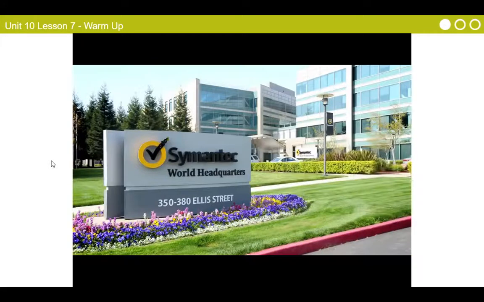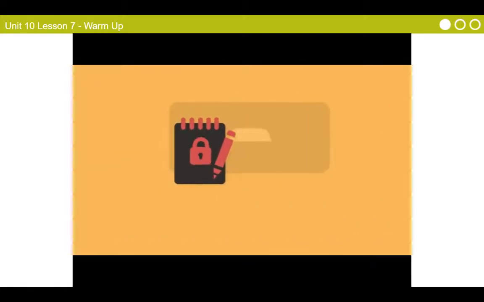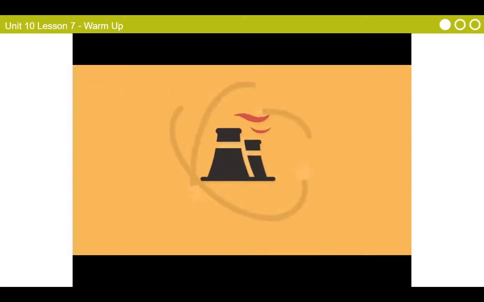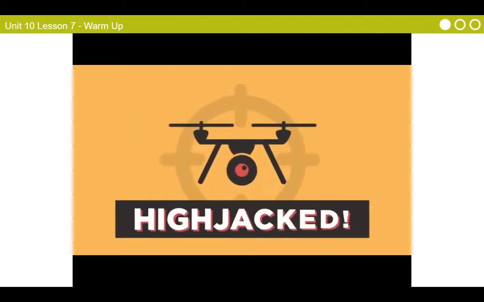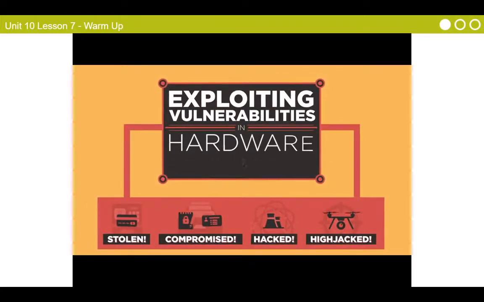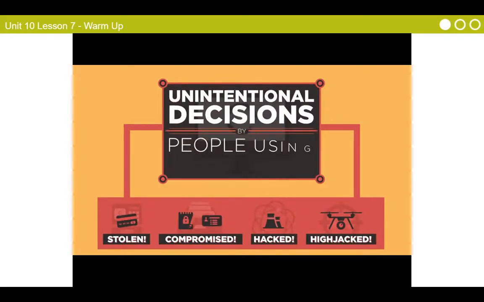Hi, my name is Jenny Martin, and I'm the Director of Cybersecurity Investigations at Symantec. Today, cybercrime causes huge problems for society, personally, financially, and even in matters of national security. Just in the last few years, hundreds of millions of credit card numbers have been stolen. Tens of millions of social security numbers and healthcare records were compromised. Even nuclear centrifuges have been hacked, and unmanned aerial drones have been hijacked. This is all done by exploiting vulnerabilities in hardware and software, or more often by taking advantage of unintentional decisions made by the people using the software.